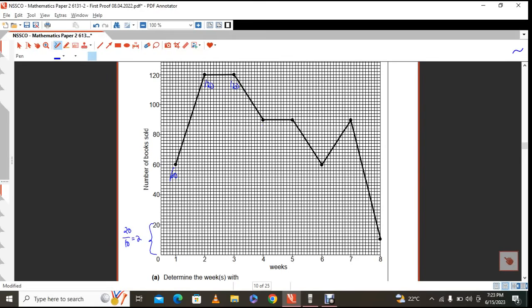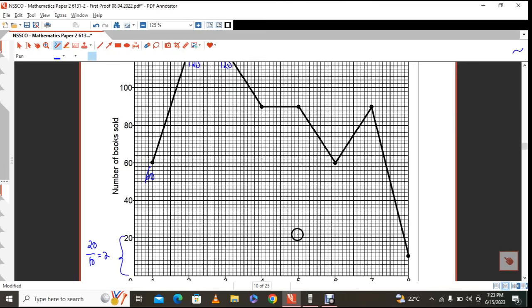I think it's halfway between 80 and 100, so let's just make it bigger. So we are now over here. So week four is going to be here. Okay, it's 2, 4, 6, 8, 10. All right, so that's 90. So this becomes 90. That is also 90.